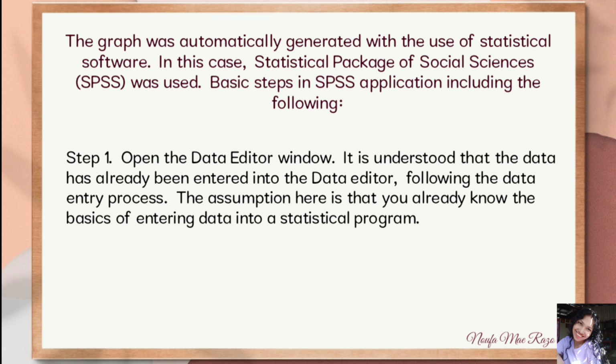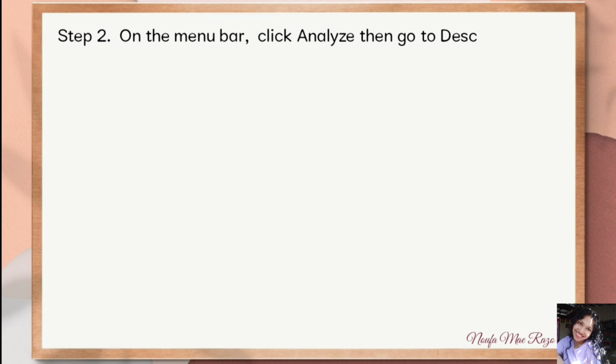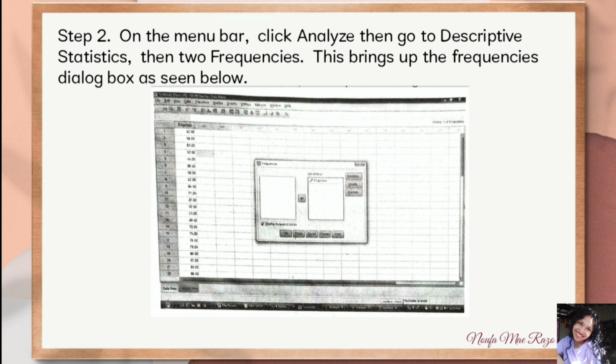The assumption here is that you already know the basics of entering data into the statistical program. Step 2. On the menu bar, click Analyze, then go to Descriptive Statistics, then to Frequency. This brings up the Frequency dialog box as seen below. As you can see on the image, it shows the data editor.